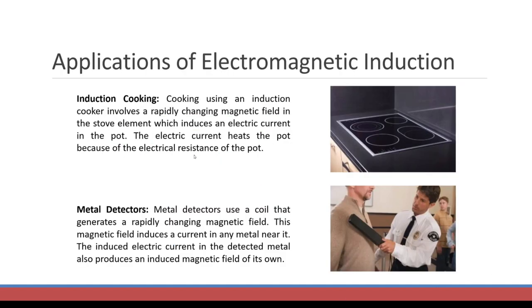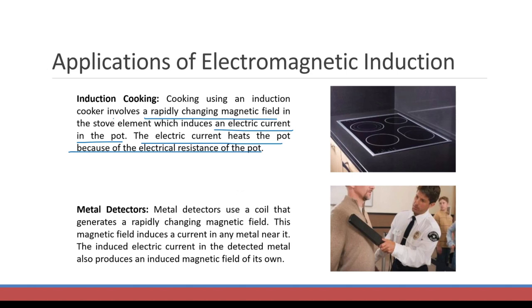Some other applications of electromagnetic induction are induction cooking. An induction cooker involves a rapidly changing magnetic field in the stove element, which induces an electric current in the pot. The electric current heats the pot because of the electrical resistance of the pot.